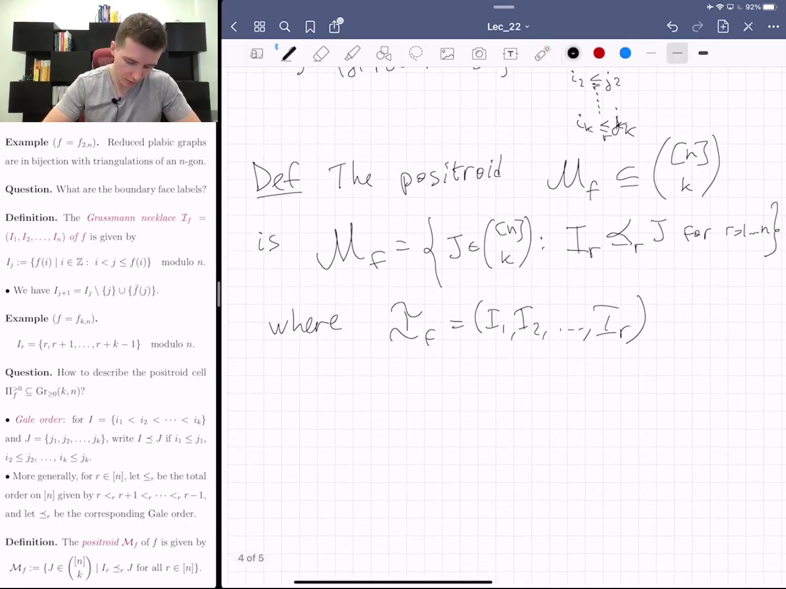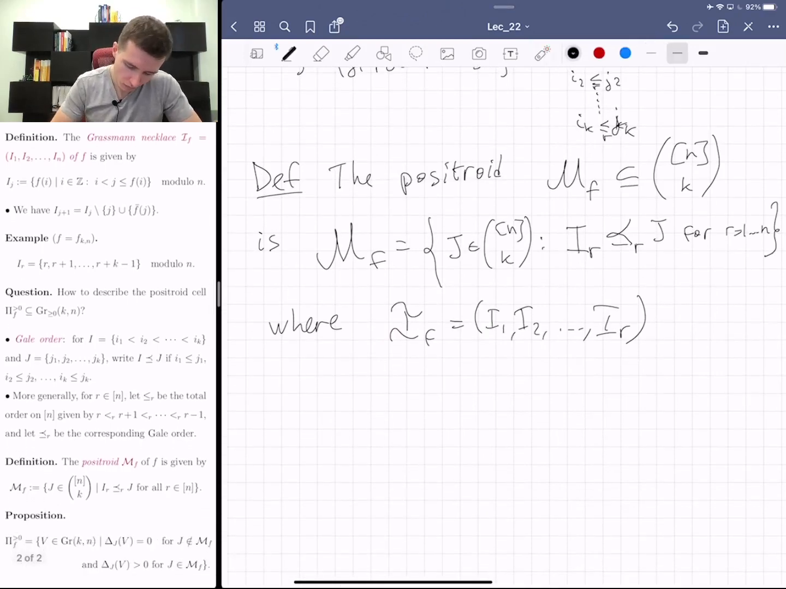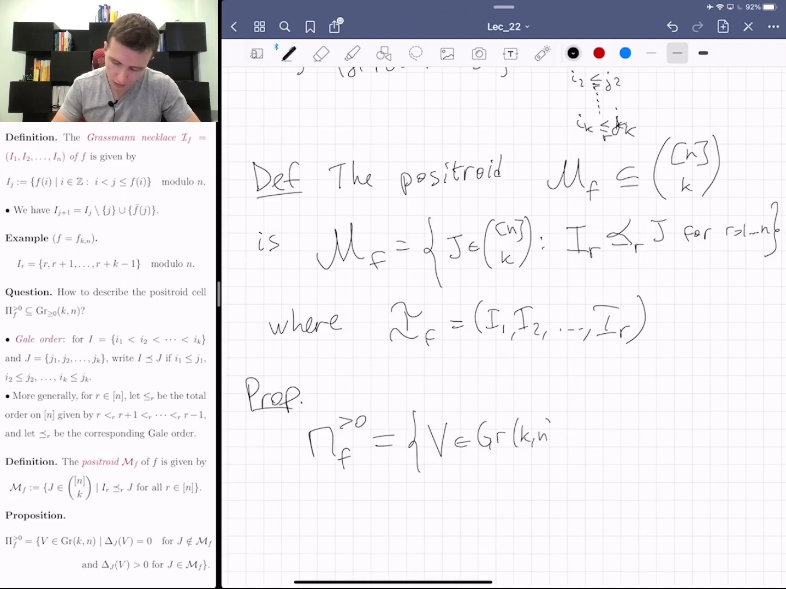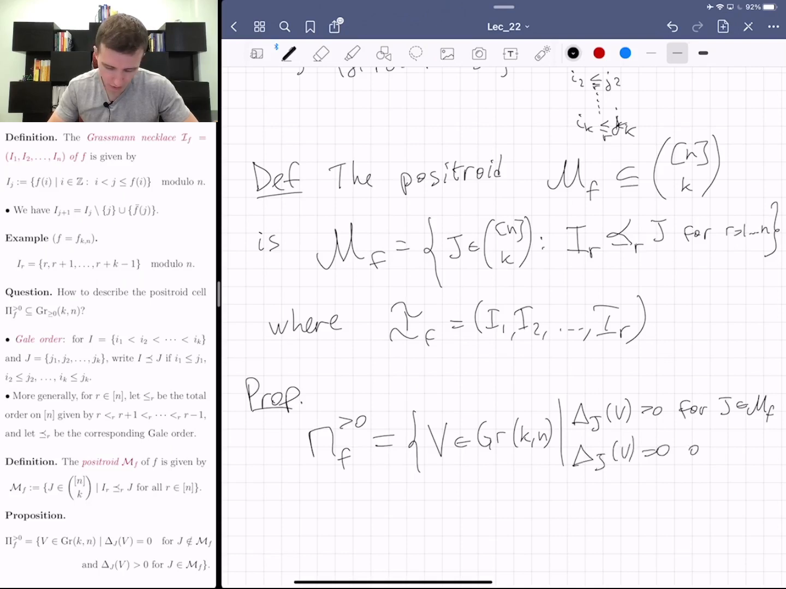Now I finally can describe the Positroid cell. The Positroid cell, pi sub f greater than 0, just consists of all, did I use w? Let's say v, such that delta j of v is greater than 0 for j inside the positroid, and delta j of v is equal to 0 otherwise. I see that people are not impressed, but whatever.